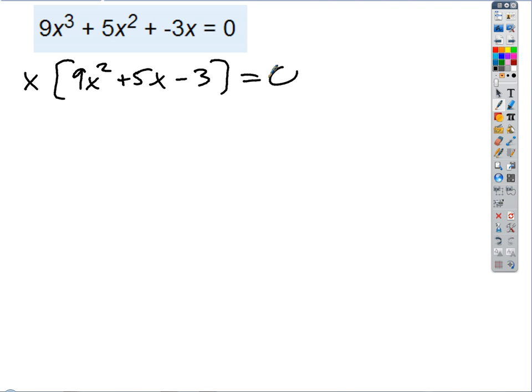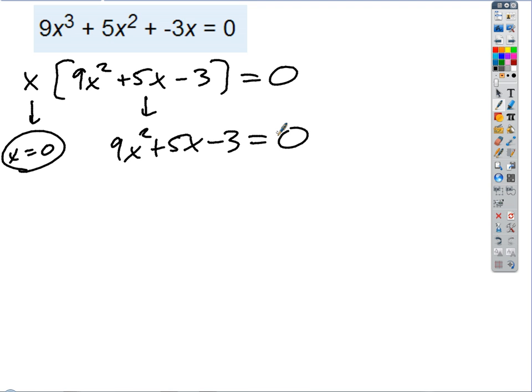Okay. Well, if I'm just trying to find the zeros, that's as far as I need to go, right? Once I get it broken down to linear or quadratic, I can set those factors equal to 0 and solve them. So this first one, if I set that equal to 0, I just get x equals 0. So that's one of my solutions. Now what about this one? If I set 9x squared plus 5x minus 3 equal to 0, well, that's chapter 5 stuff.